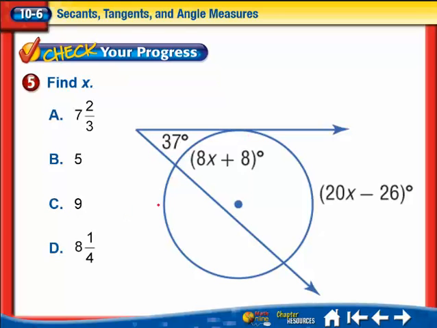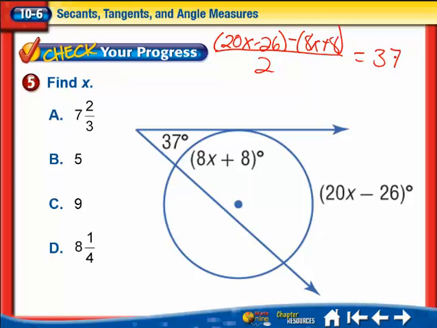Okay, this one, you might see something like this. Probably not, but again, we're going to subtract the 2 arcs. Okay, this shouldn't throw you. You should know how to do the algebra here. We're going to divide them by 2 and make that equal to 37. So I'm going to multiply by 2 to get rid of that 1/2.